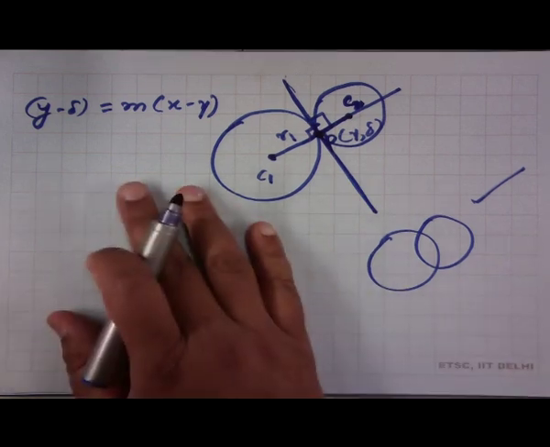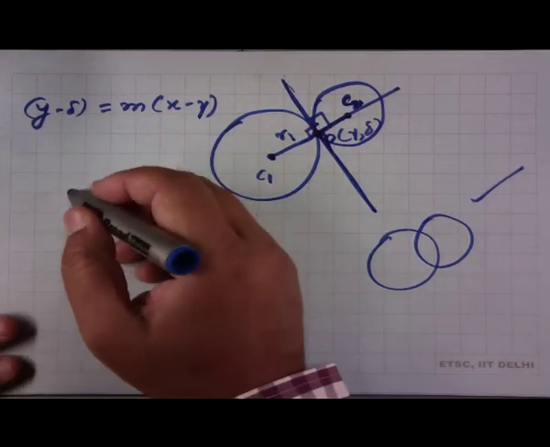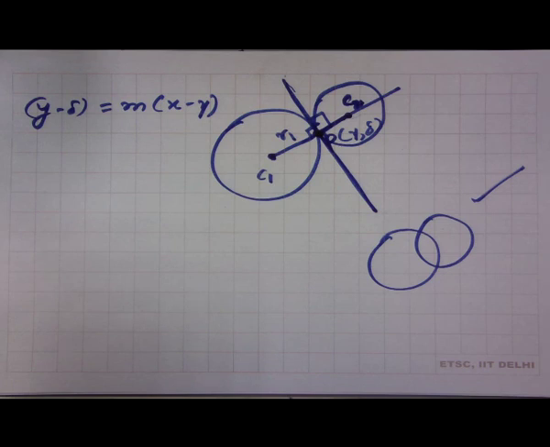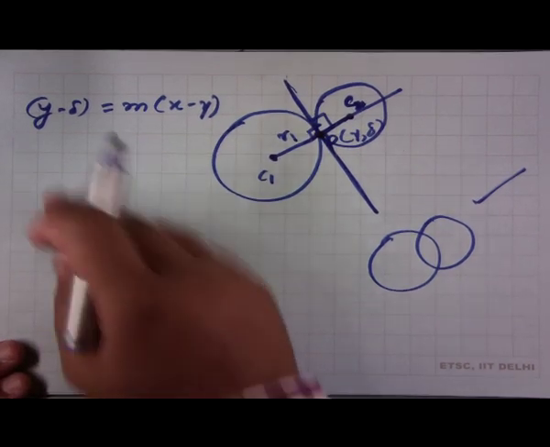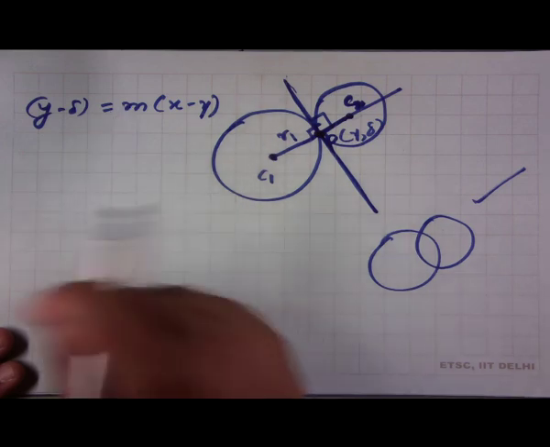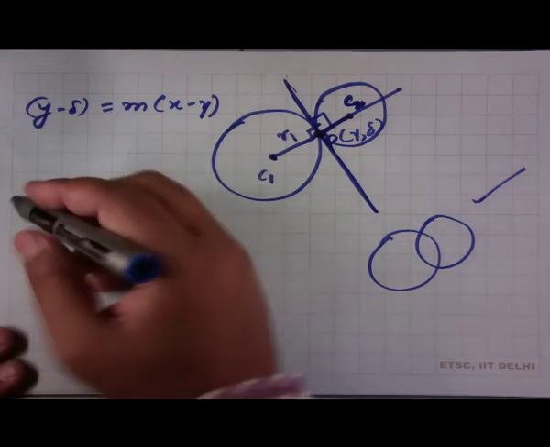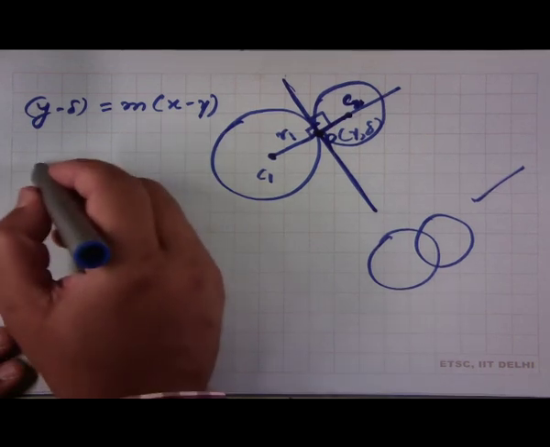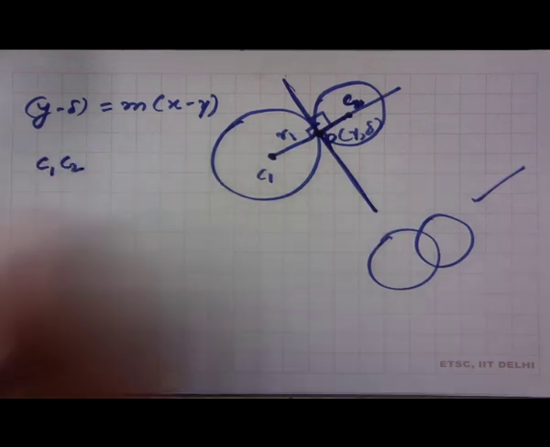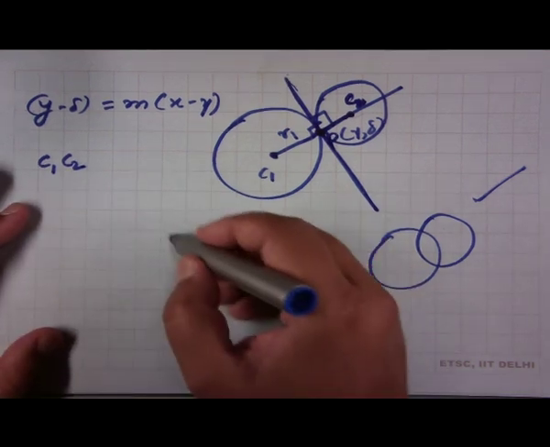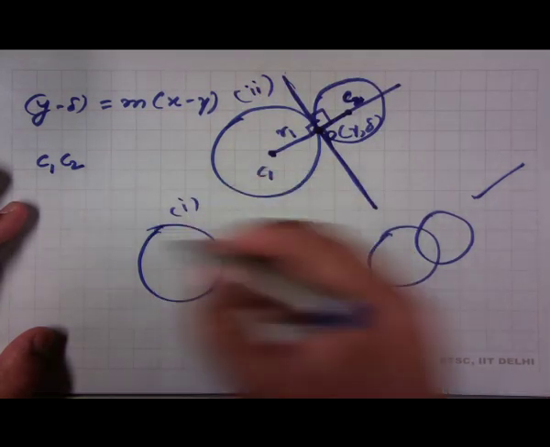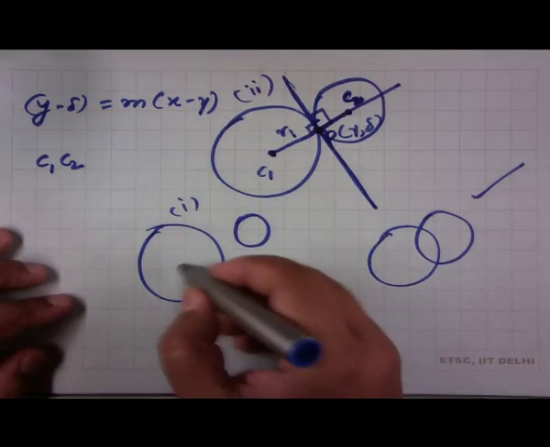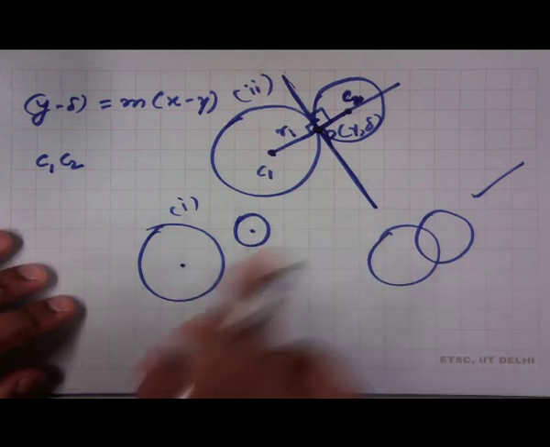And of course, suppose we are only given the equations of two circles, and we are asked to find out whether it is condition 1 that is happening or condition 2. So, this is case 2, and this was case 1, where the two circles were neither touching nor intersecting each other.